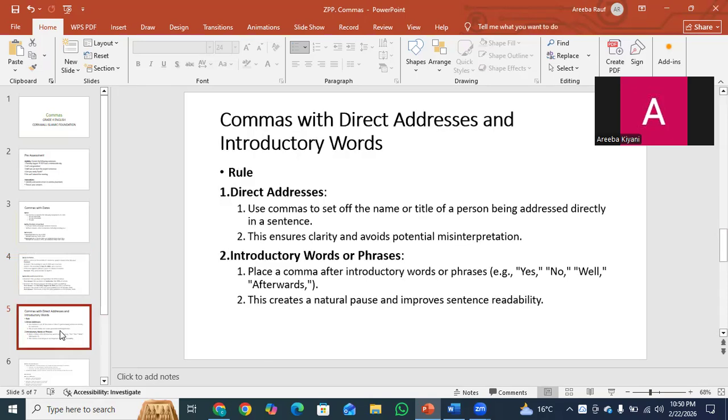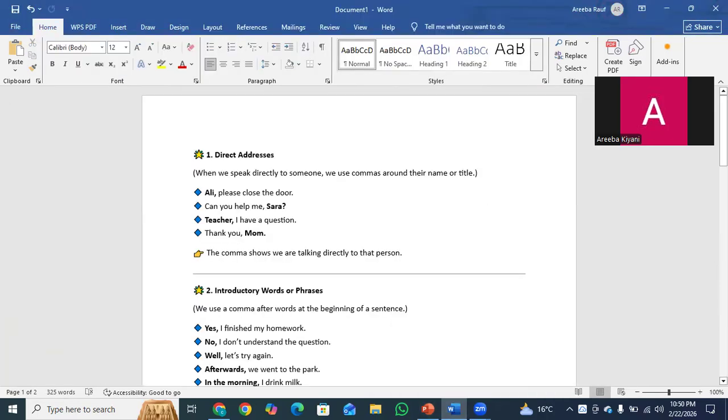The next one is commas with direct address and introductory words. I explained this slide with this document so that you can understand it very easily. Okay. When we speak directly to someone, we use commas around their names. Okay. Like: Ali, please close the door. We put a comma after Ali because we ask Ali directly something.